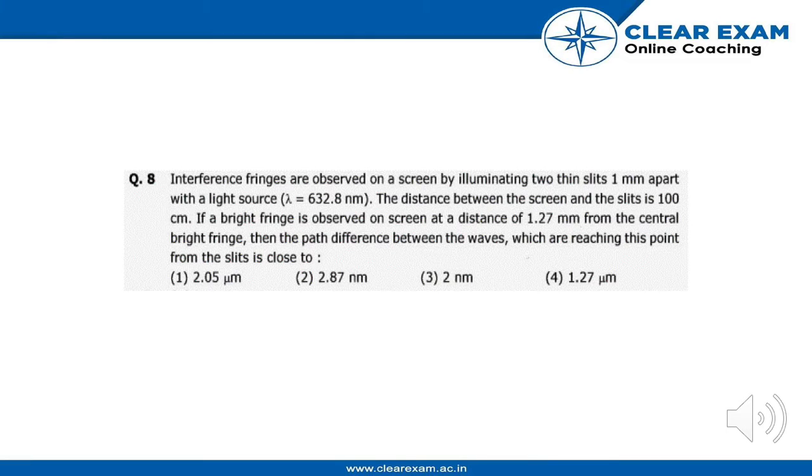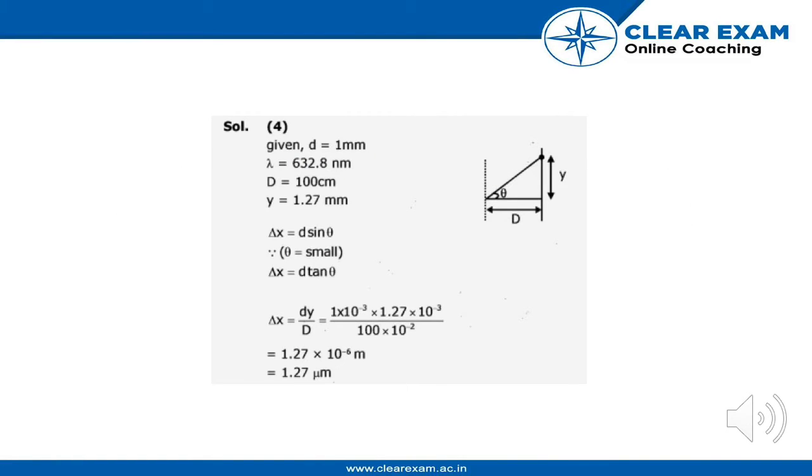Let's move to the solution. The solution: given d is equal to 1 mm, that is the distance between the slits is 1 millimeter apart, and lambda is equal to 632.8 nanometers, capital D is equal to 100 centimeters, and y is equal to 1.27 millimeters. So delta x is equal to d sine theta.